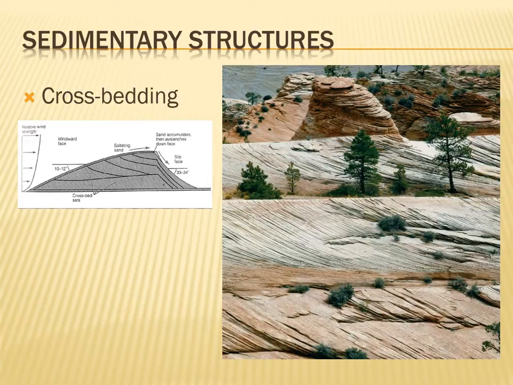In the diagram on the left here, it shows the wind blowing from the left to the right. Sand doesn't get picked up and just carried by wind. It actually does what's called saltating. That means to jump. So a little sand grain gets blown and hops its way up the sand dune face, and then when it gets over here it slides down. That's why it's called the slip face.